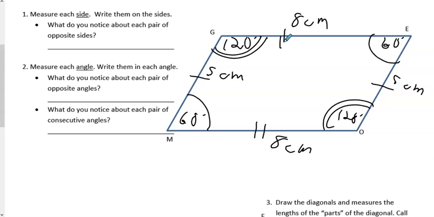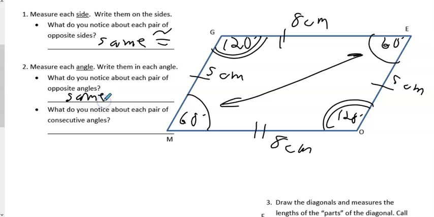What do you notice about each pair of opposite sides? They're the same. They're congruent. What do you notice about each pair of opposite angles? Now remember, opposite angles are diagonal from each other. Okay? So what do we notice about them? They are the same. They're congruent. And congruent is just an equal sign with that wavy line over it.